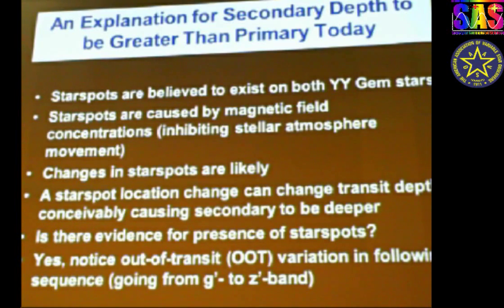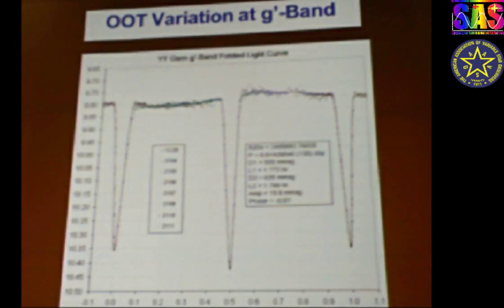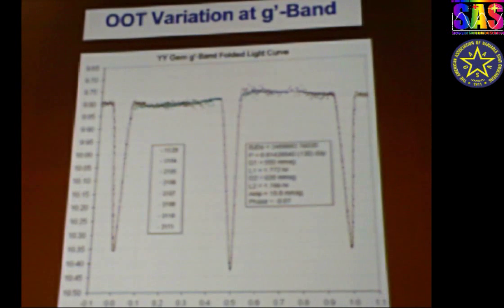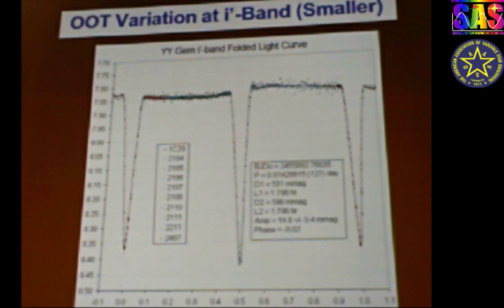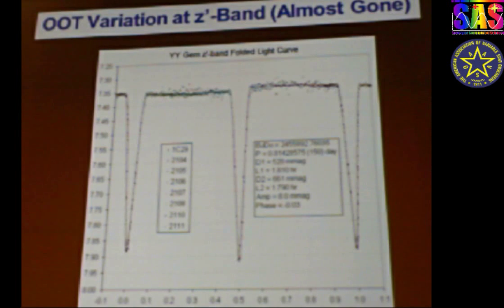Following are some out-of-transit light curves. You can see the variation between the two transits. This was taken in G prime, and as we go through the various wavelengths, keep your eye on the out-of-transit variation. The variation becomes smaller as we go down. Here it is in Z-band. It's almost gone, the variation.